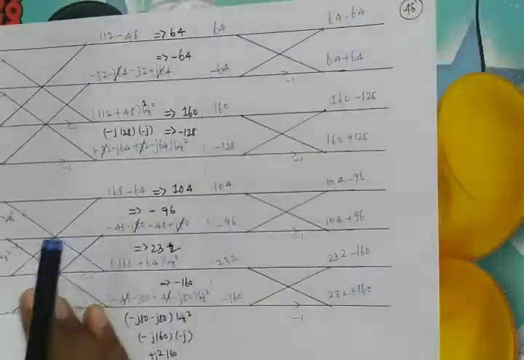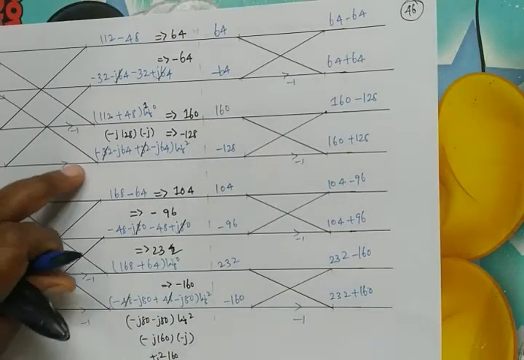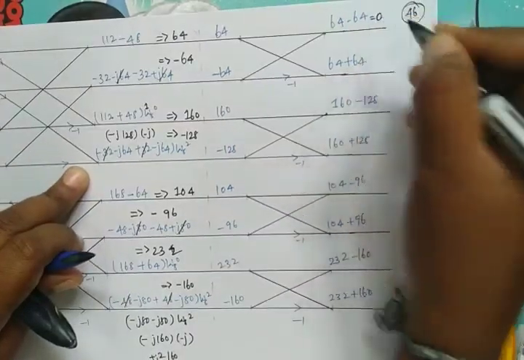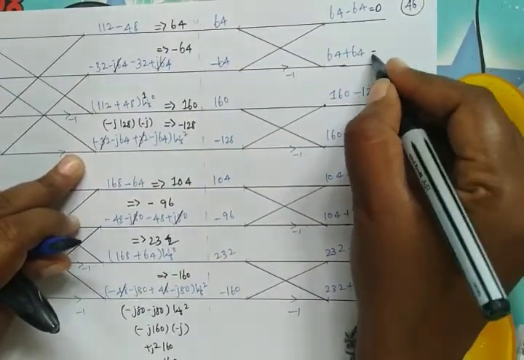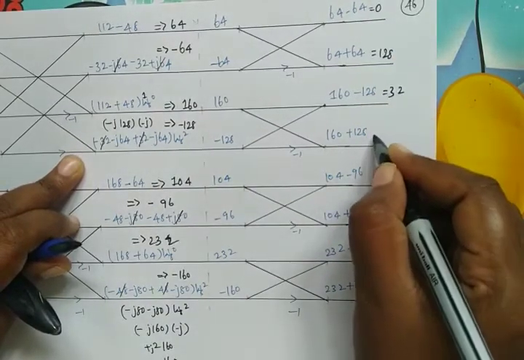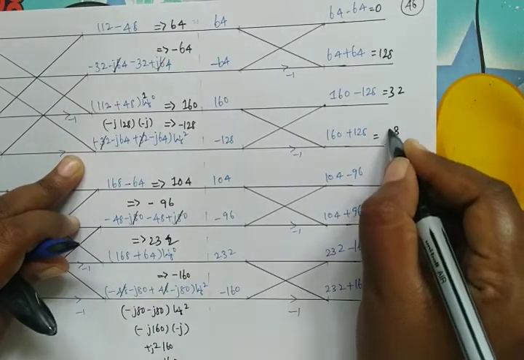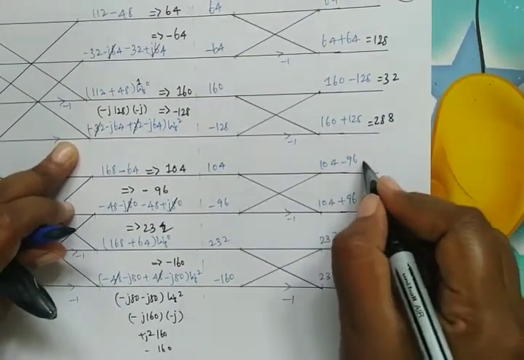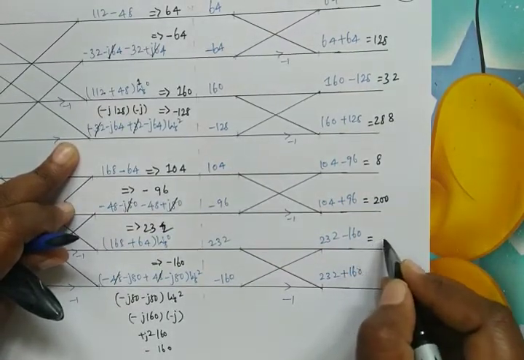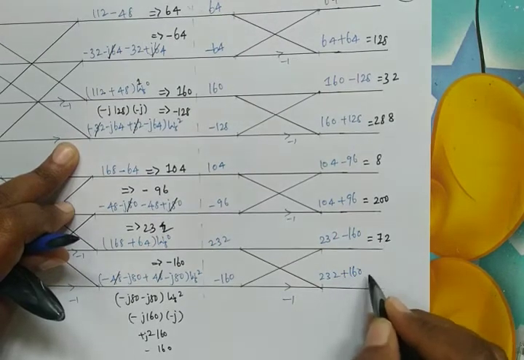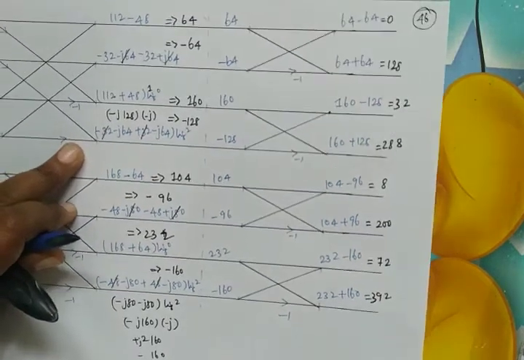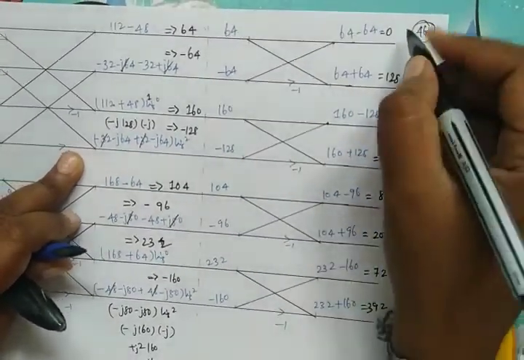Now let us write the answer for this. Now what is the answer? 64 minus 64 will be equal to 0, and here it is equal to 128, and here it is equal to 32, and here it is equal to 288, and here it is equal to 8, here it is equal to 200, here it is equal to 72, here it is equal to 392. Now this is in the bit reversal order, so write this in the correct order.